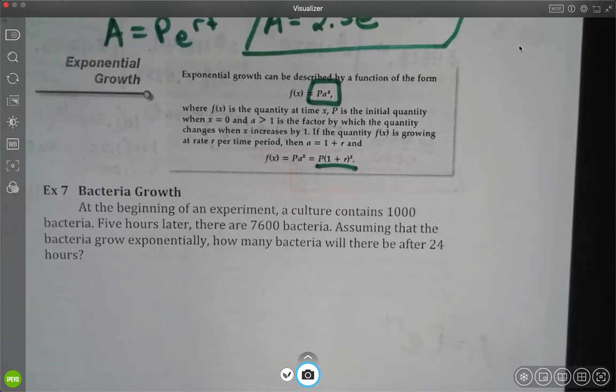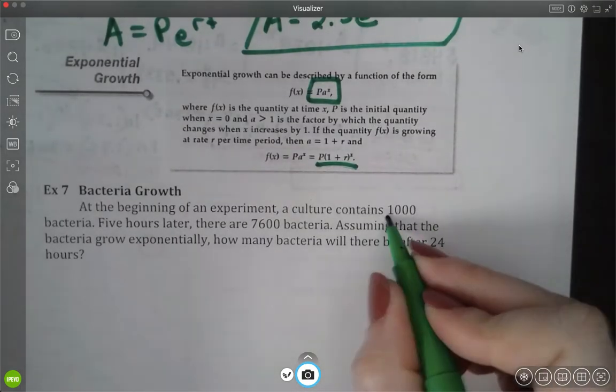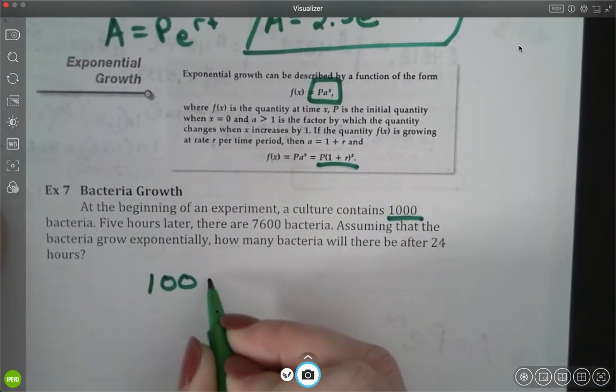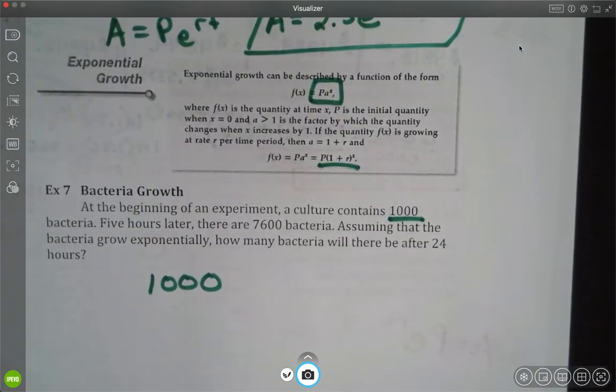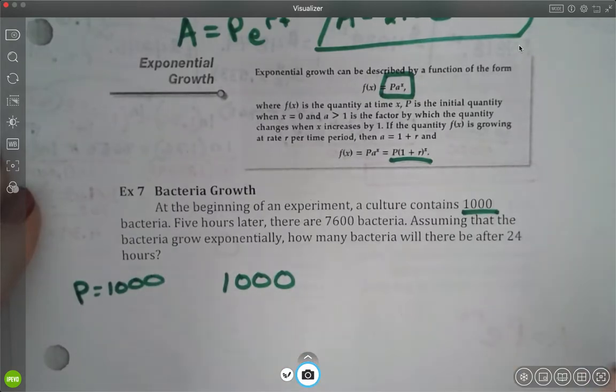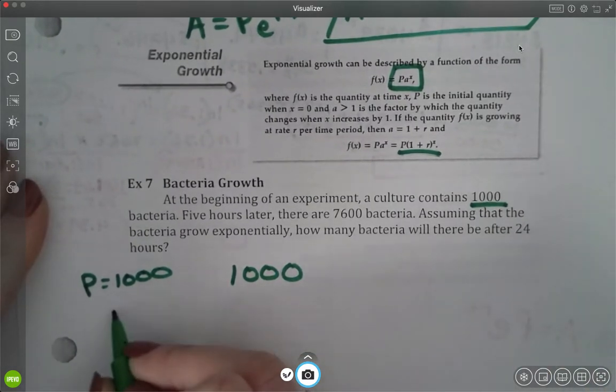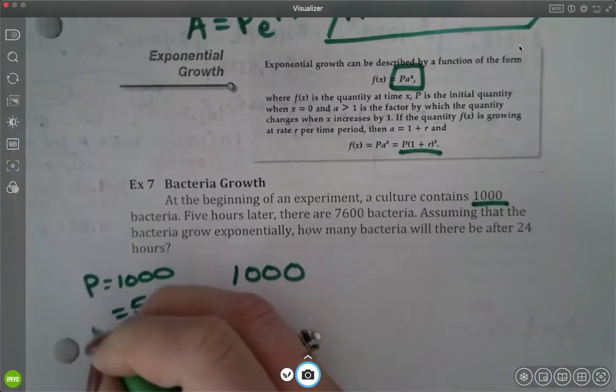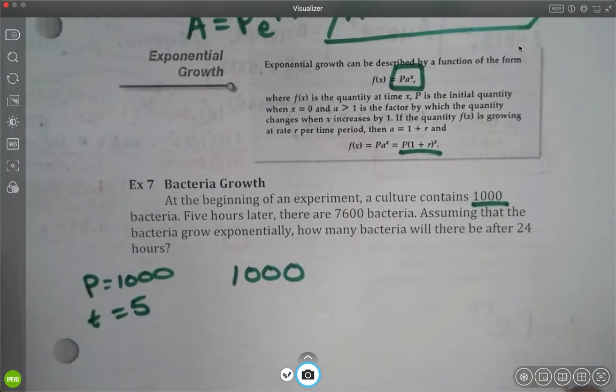At the beginning of an experiment, okay, look for those words at the beginning. That means what you're starting with. At the beginning of an experiment, we're starting with 1,000. Where does 1,000 go? That's P. That's my principal. That's what you're starting with, 1,000. I'm just going to list my variables over here. P is 1,000. 5 hours later, what's 5? Time, that's T. There are 7,600.